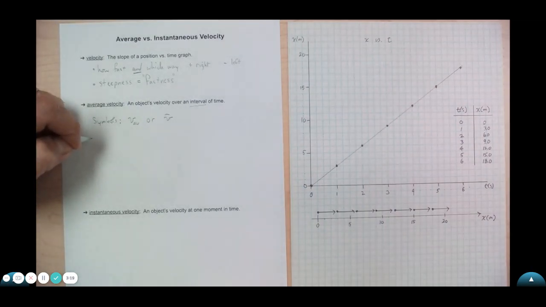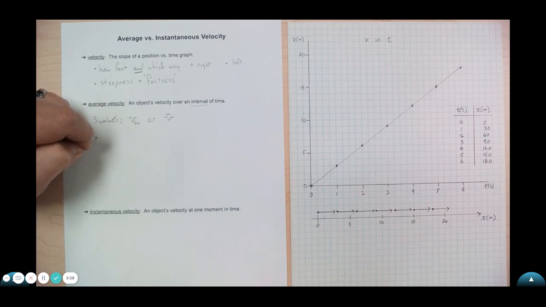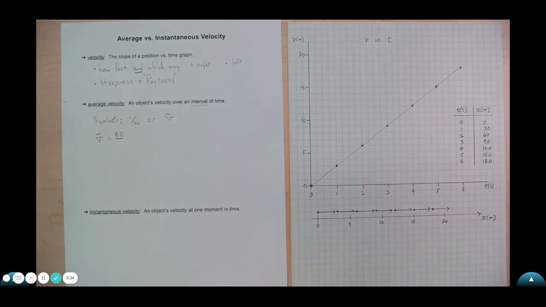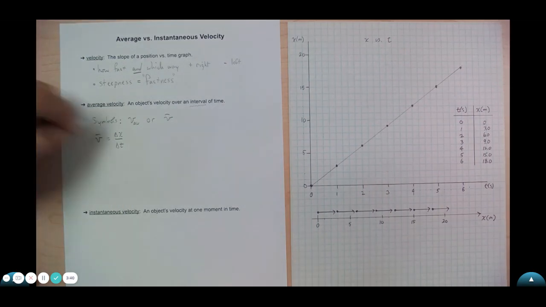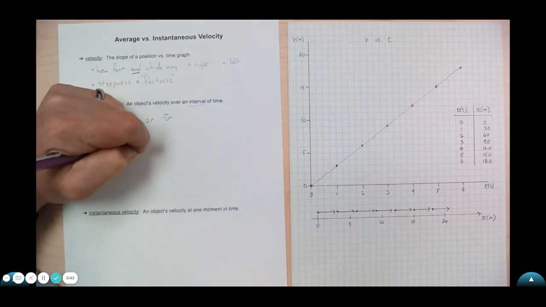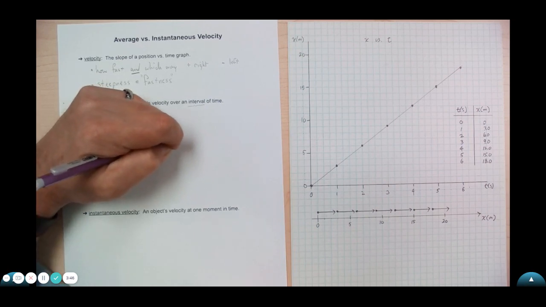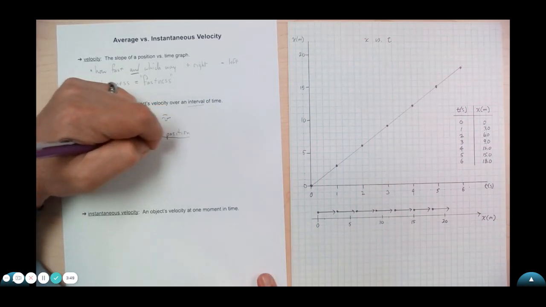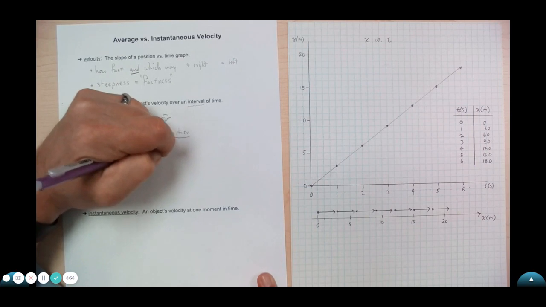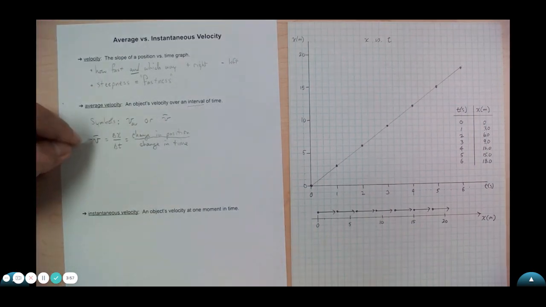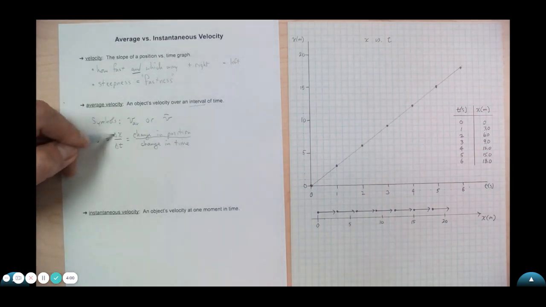We earlier defined velocity as the slope of a position versus time graph, so if we want to talk about average velocity, what we're going to say is v average equals how far it has gone. Now this is its displacement. So how far it's gone divided by the time interval. So this is the object's change in position divided by the time over which that took. So this is a big equation. Average velocity equals displacement over time.